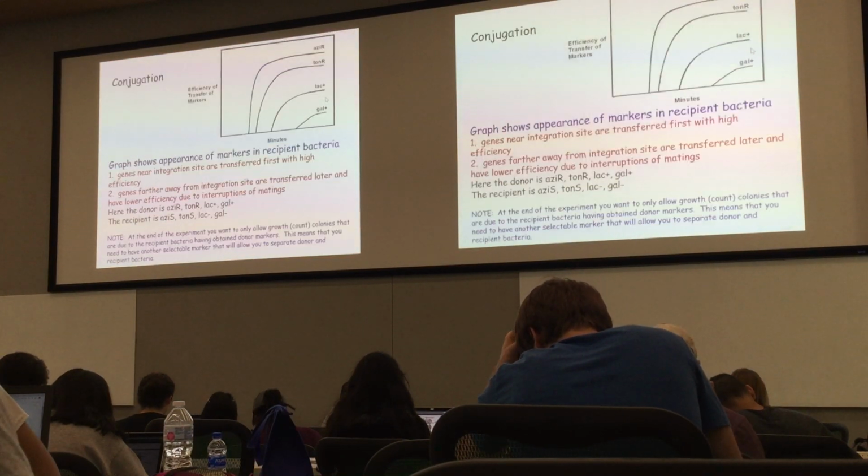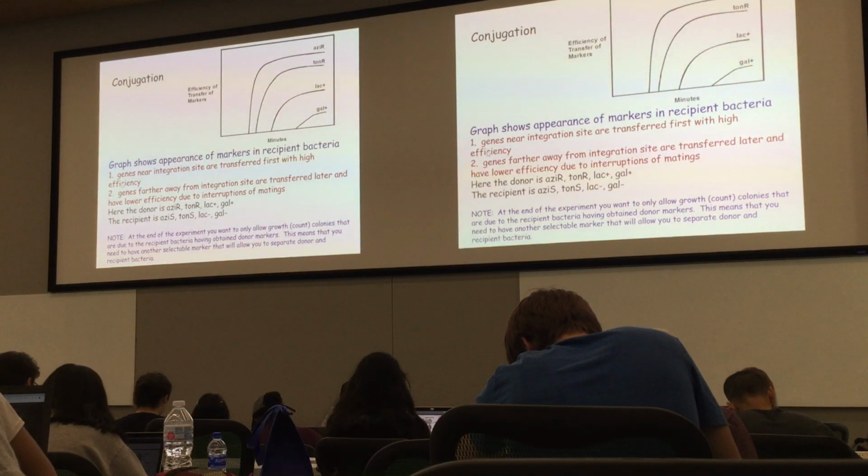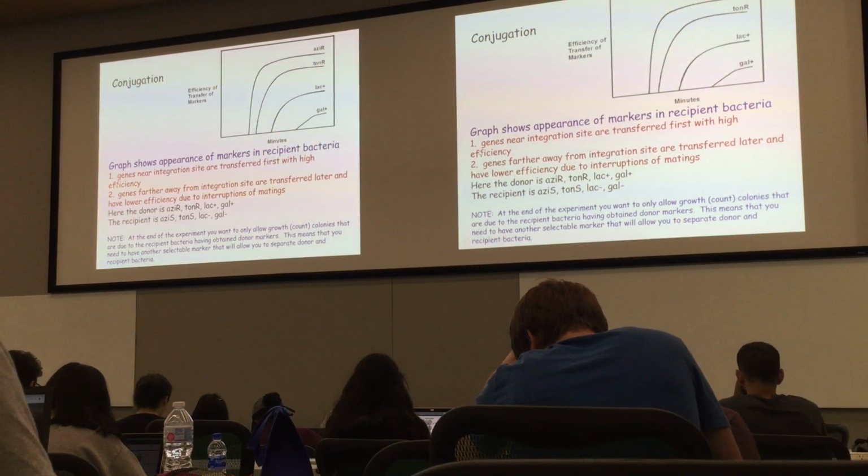Okay, good. So the graph shows genes near integration site are transferred first with high efficiency. Genes farther away from the integration site are transferred later and have lower efficiency due to interruptions of matings.